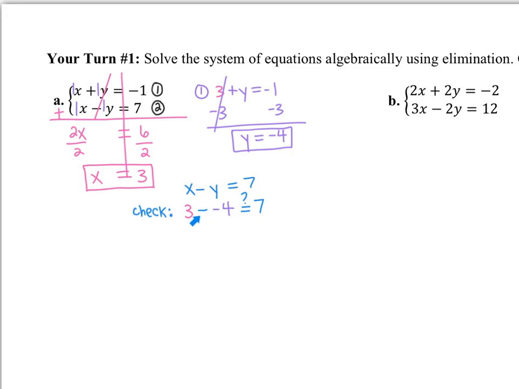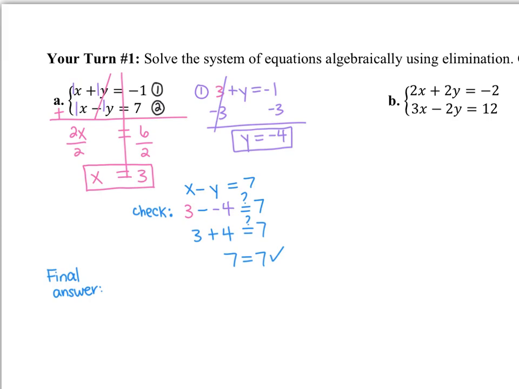So since this is minus a negative 4, we know that that's the same thing as adding a positive 4. So subtracting a negative is the same thing as adding a positive. So this minus minus becomes adding a positive. So 3 plus 4, is that really equal to 7? And yes, we know that 3 plus 4 is 7. So we confirm our answer is correct.